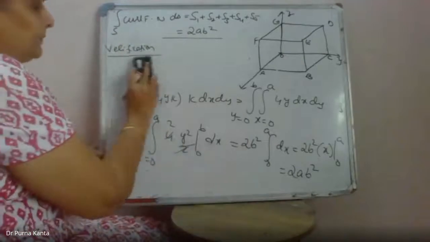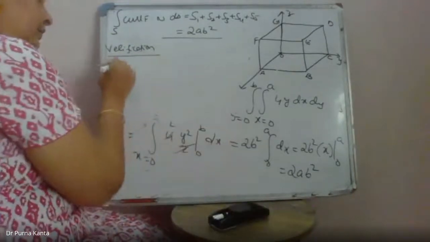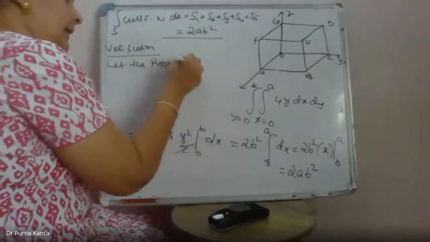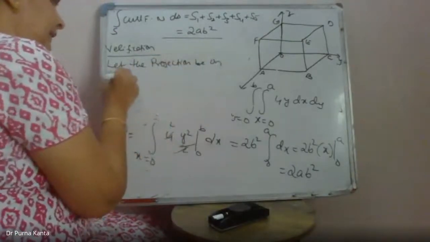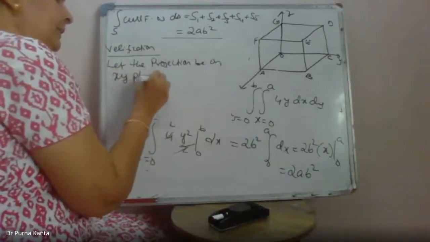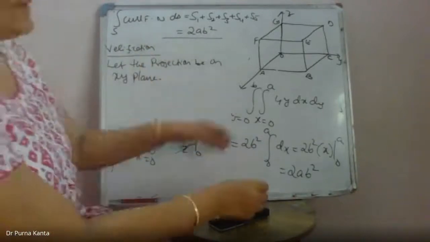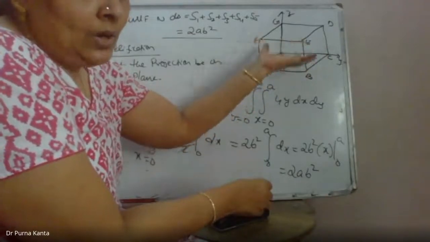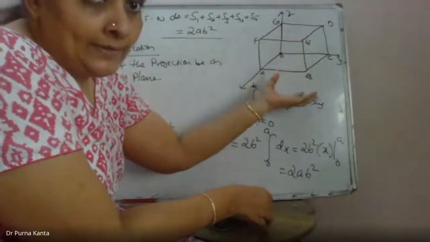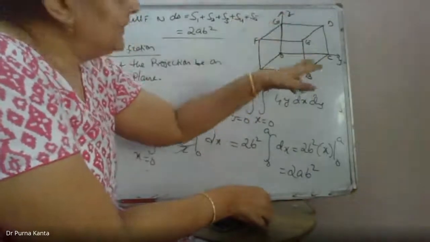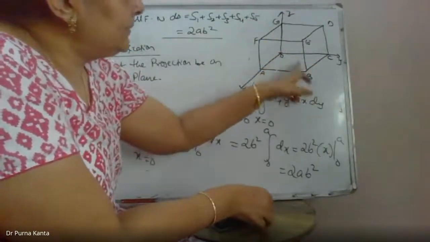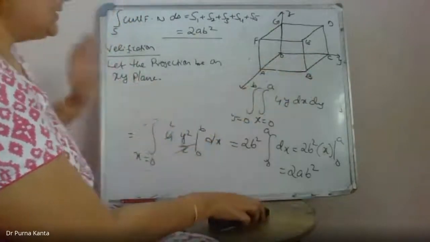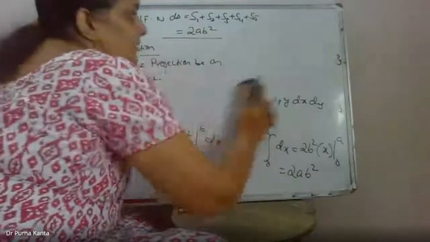For the verification part, let the projection be on the xy plane. We have to take it on the xy plane only. Why? Because z is equal to 0, this part is removed. Automatically the shadow will come on the xy plane if you take the projection like this. That projection is nothing but simply OABC, which represents a rectangle.